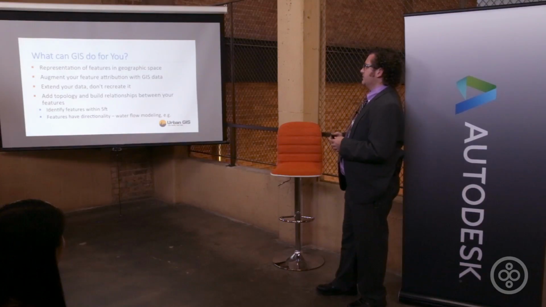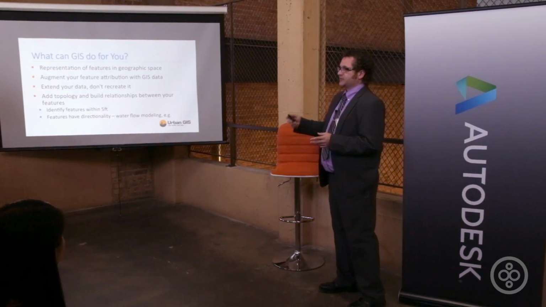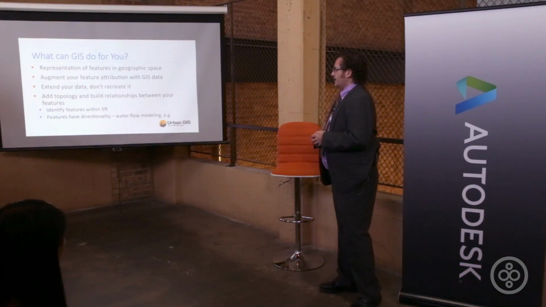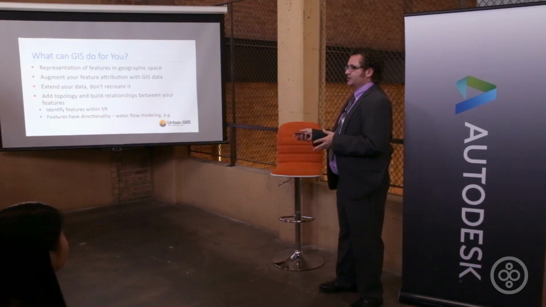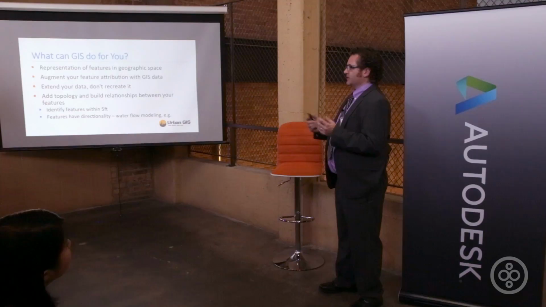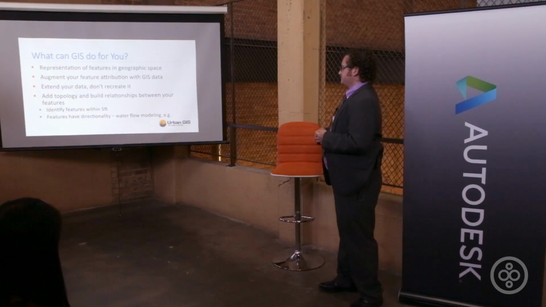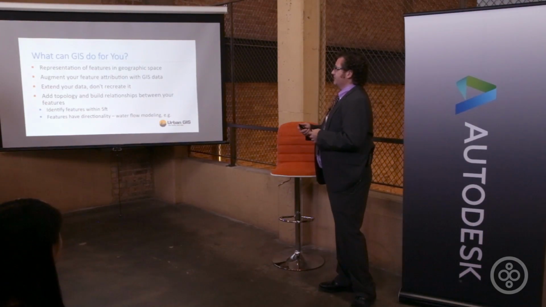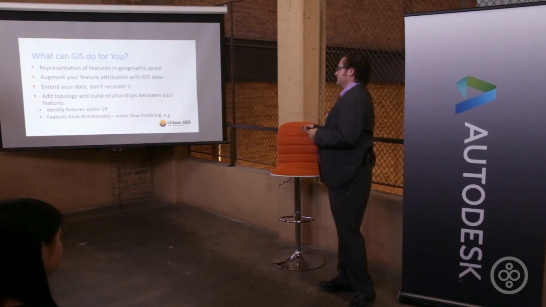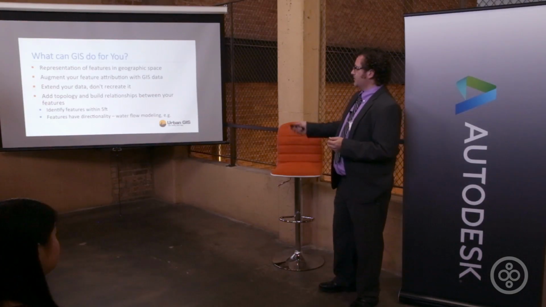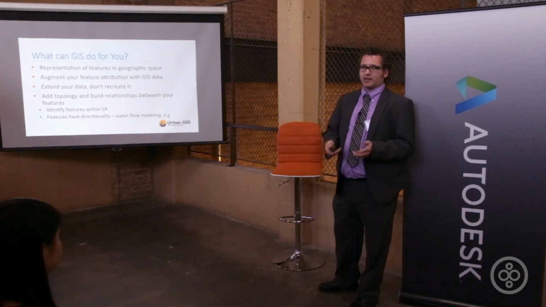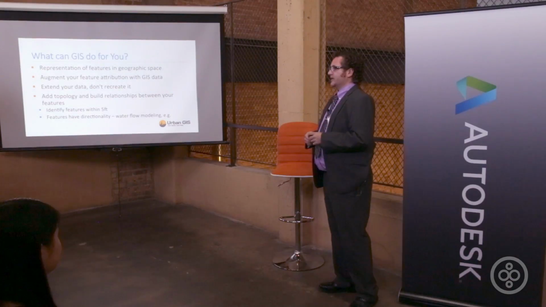And then finally, we can add topology and build relationships between features, again, like I mentioned before. And that may allow us to identify features within a certain area, to build relationships between features. And our features can have directionality as well. And that's important, for example, if we are doing water flow modeling or trying to map out a watershed or something. That's just one example.